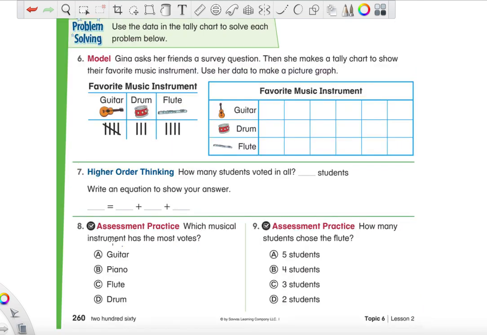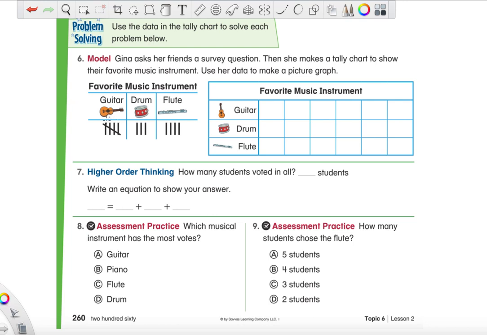Okay, so here's page 260. Now, we are going to do kind of all of it. All right, because I feel like this stuff is kind of fun, not too complicated. And so let's go over this real quick. So it says for number 6, Gina asks her friends a survey question. Then she makes a tally chart to show their favorite music instruments. Use her data to make a picture graph.